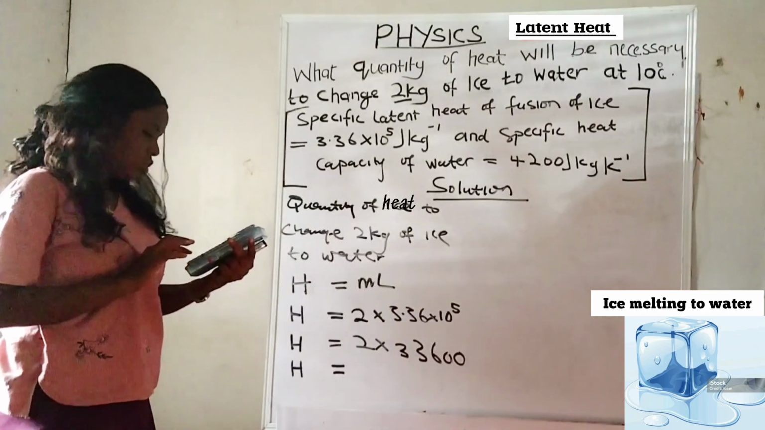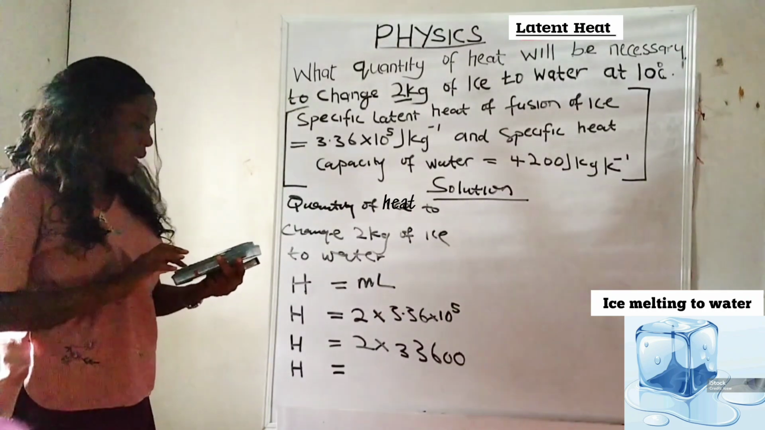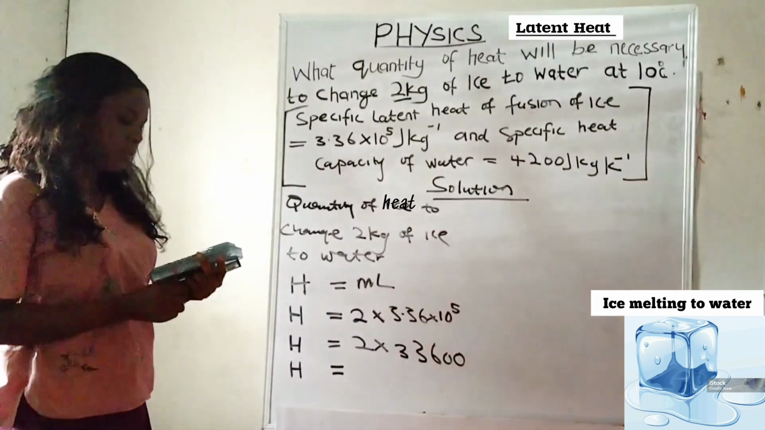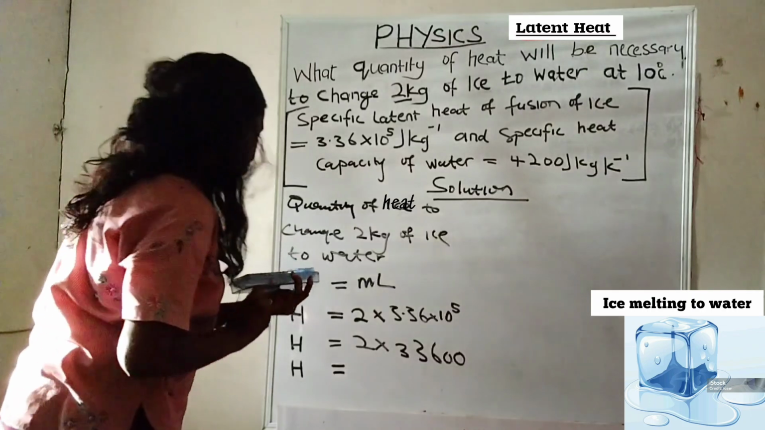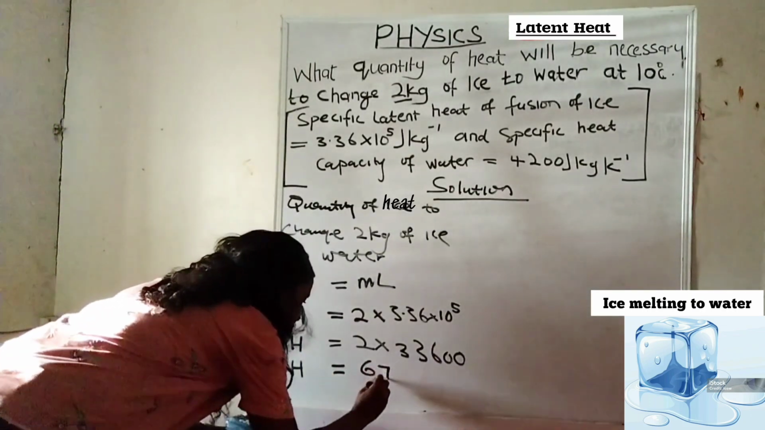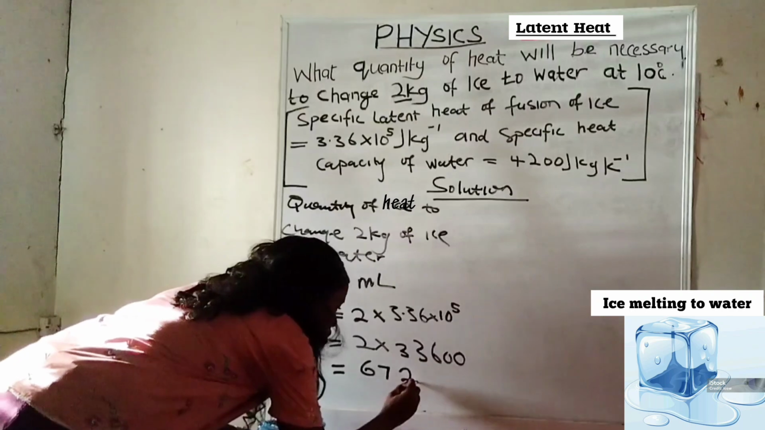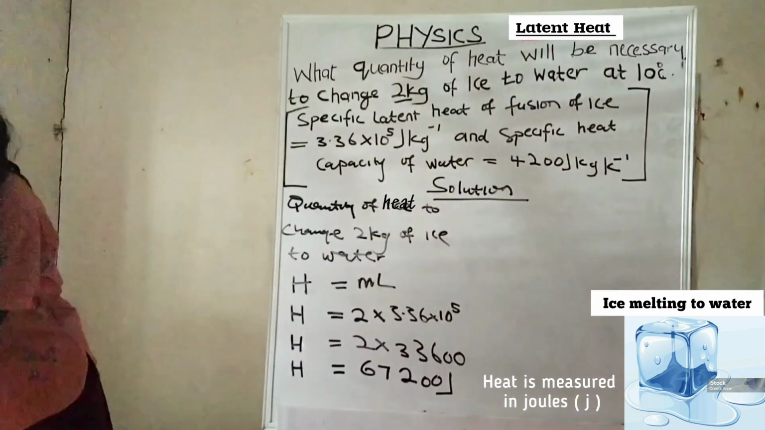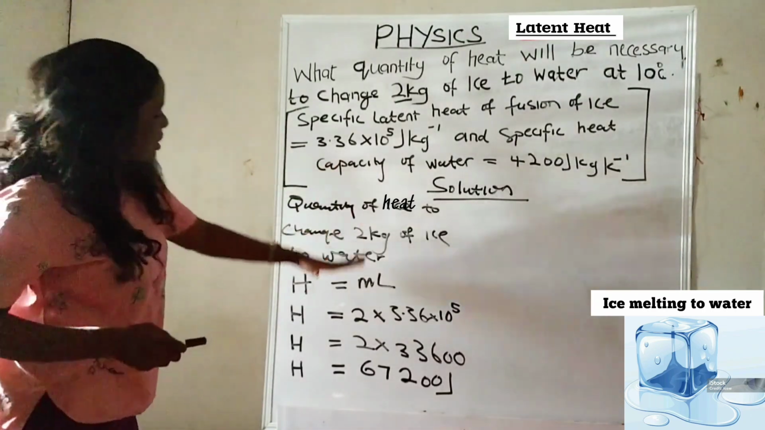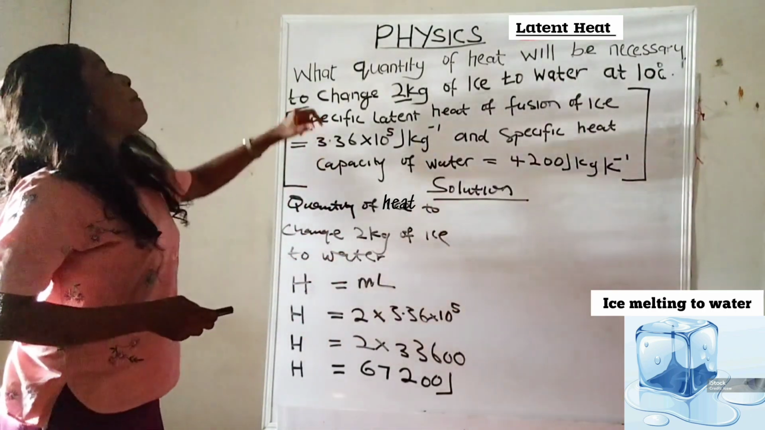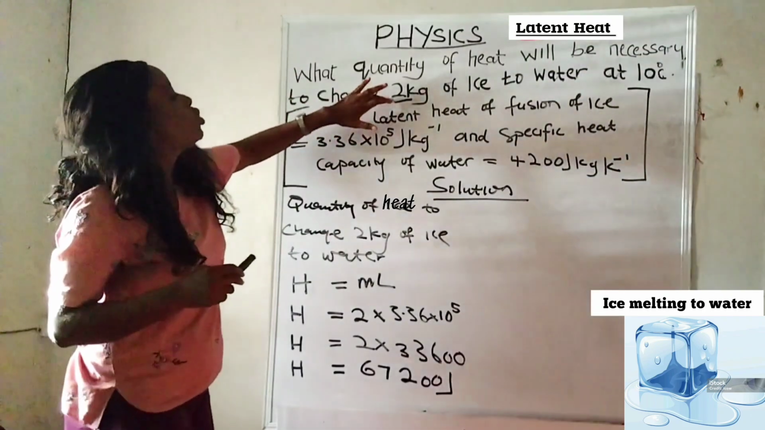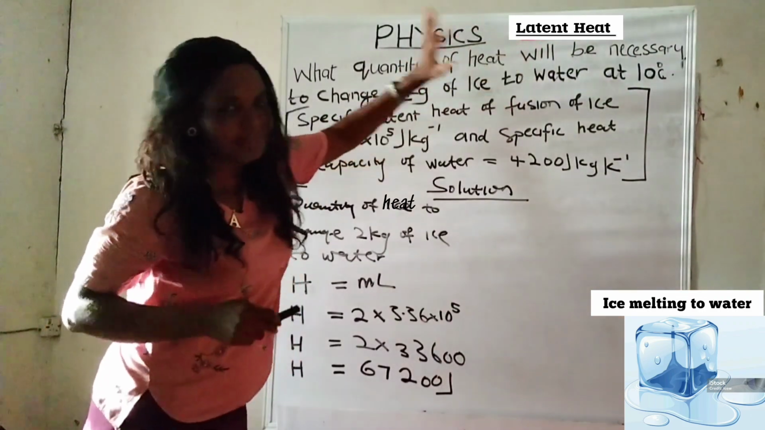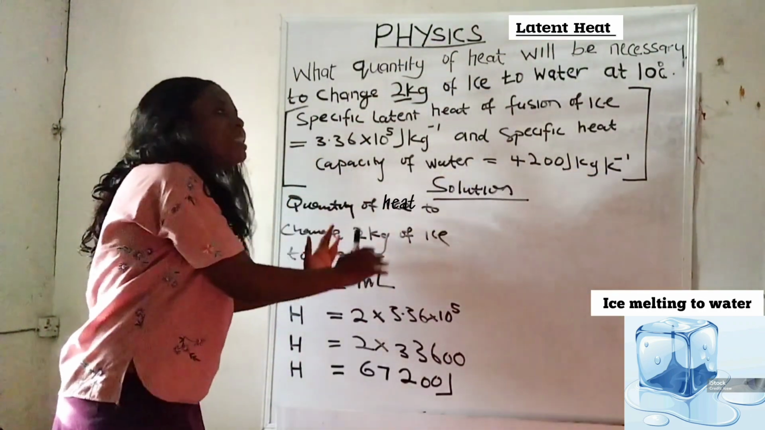Let's not waste time. Let's calculate. 2 times 336,000 gives us 672,000 joules. This is the quantity of heat that is required to melt this 2 kilograms of ice first, to change it from being ice to water. This is the quantity of heat required to melt it to water.